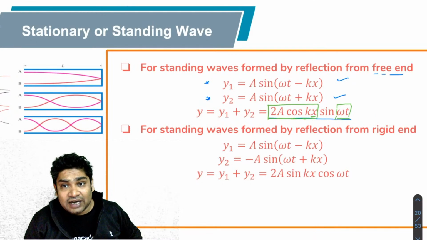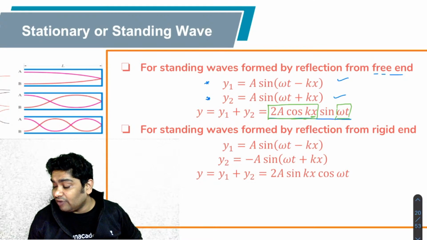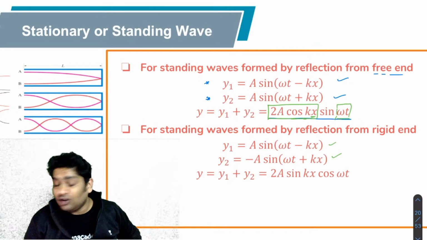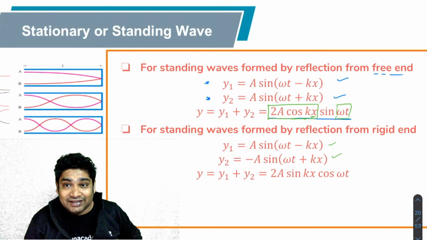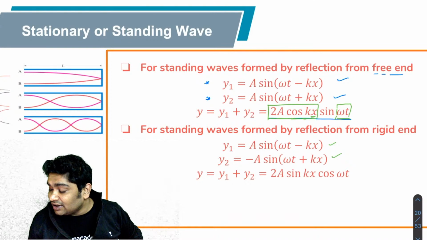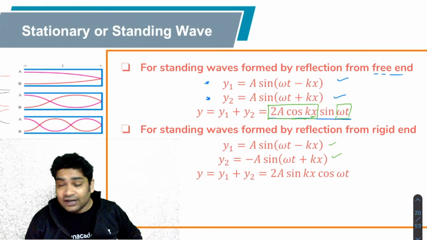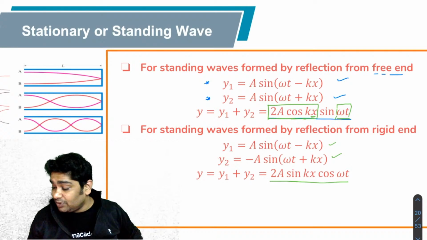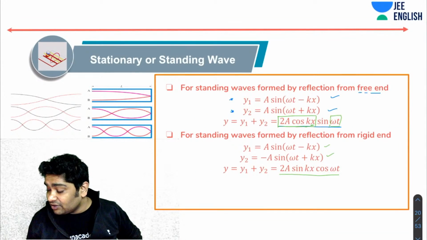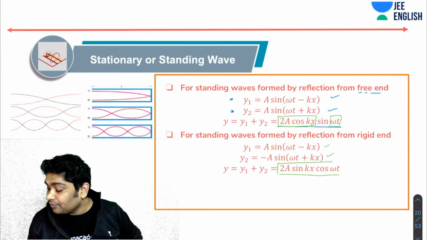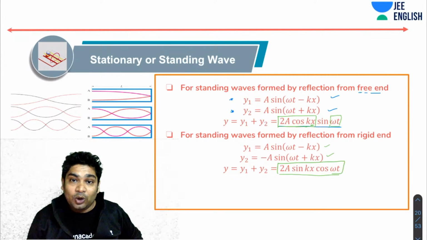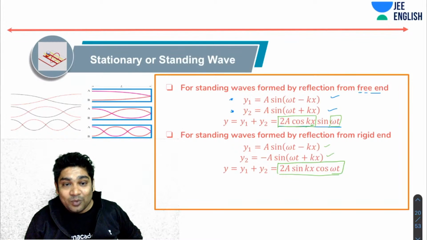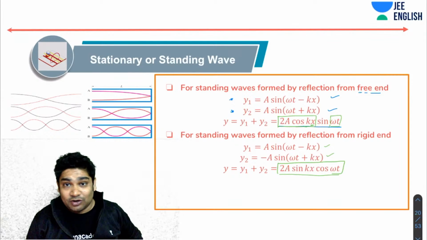Similarly, if you add two waves to form a standing wave by reflection from a rigid end, then the equation of the incident wave would have been like this, the equation of the reflected wave would have been like this, and you would have gotten this kind of resultant equation. Again, you will realize that both these equations will obey the general differential equation of a wave.